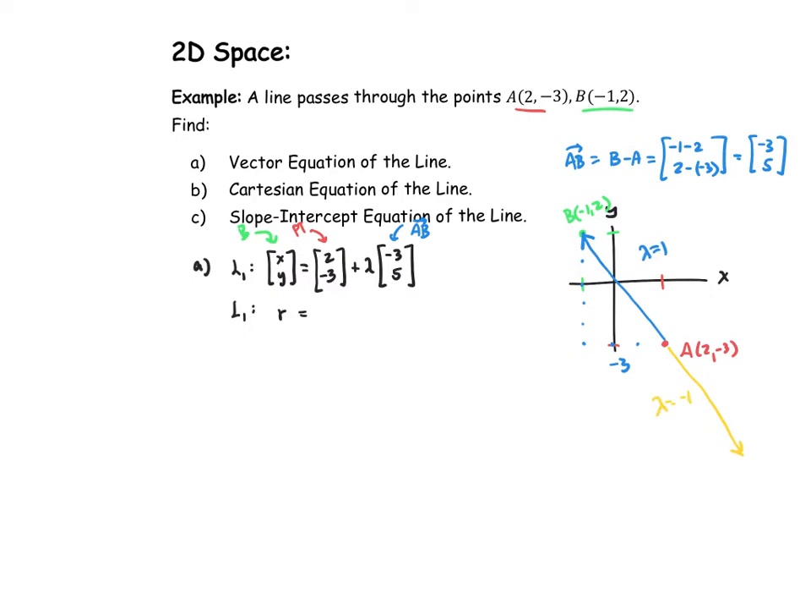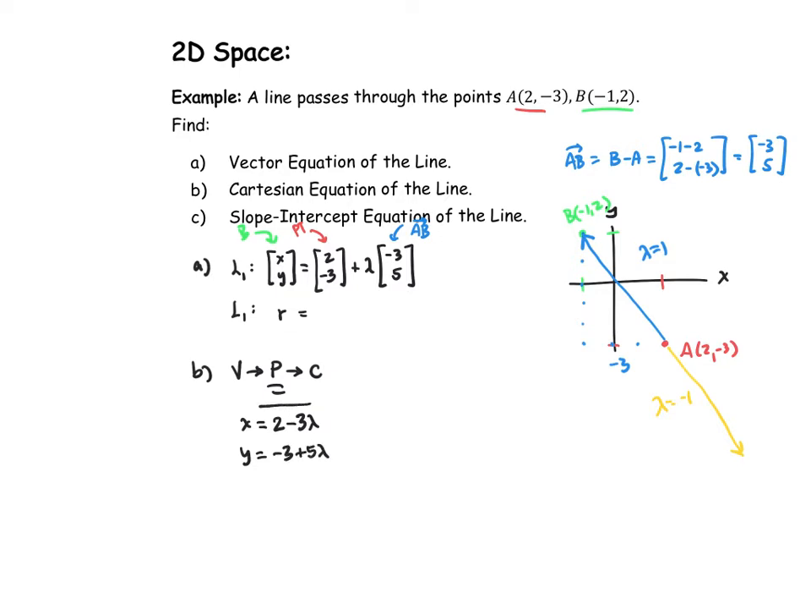All right, let's take a look at part B. Part B, finding the Cartesian equation of a line. What you want to do is go from vector form to parametric form, and from parametric form to Cartesian. So in this example, I'll show you how to find parametric form as well. Parametric form is really easy to find from vector form. So I take the form that I have in part A, and I put it in parametric form. Okay, so let's put it in this form. That'll be x equals 2 minus 3 lambda, and y equals -3 plus 5 lambda.